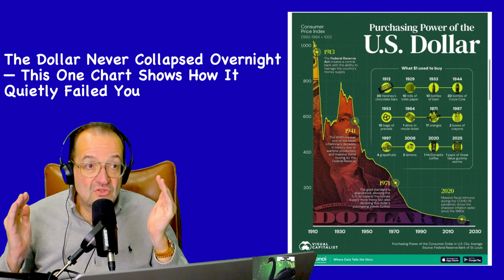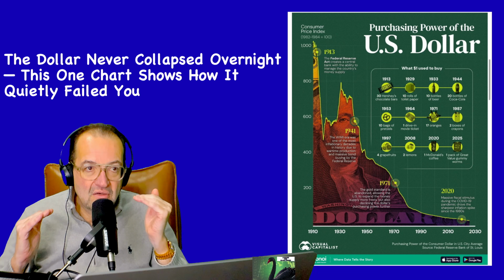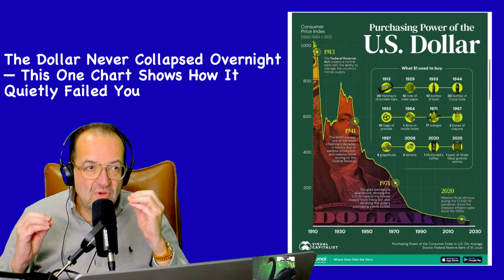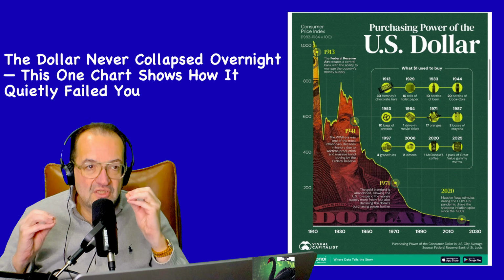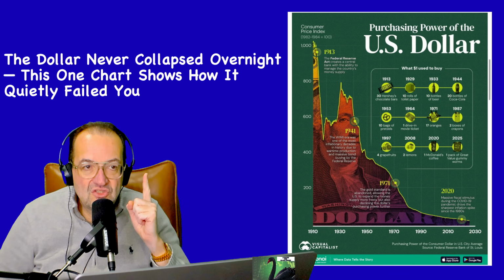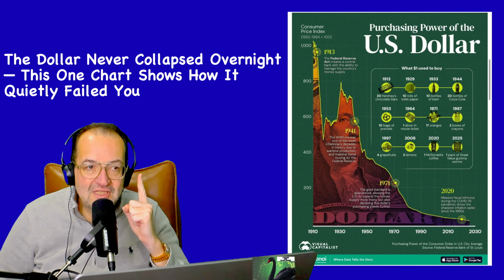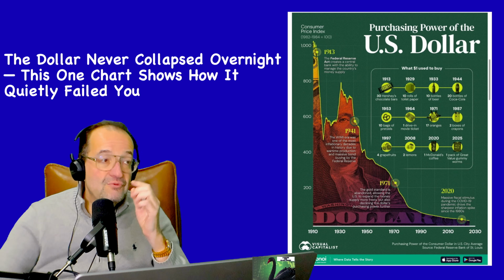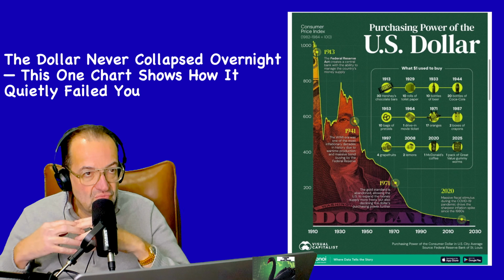This chart tracks the purchasing power of $1 over more than a century, measured by what that dollar could actually buy at different points in American history. And by the end of this video, we'll understand why inflation is not a temporary event and why your money is structurally designed to buy less over time. So before we analyze the implication, we need to understand how to read this correctly.